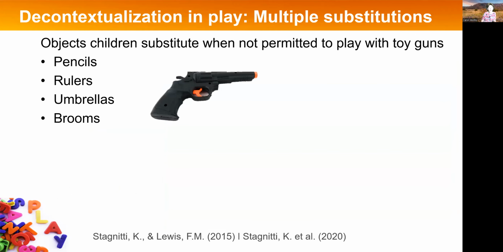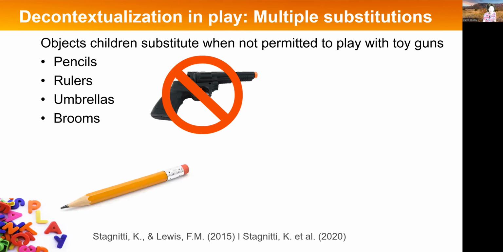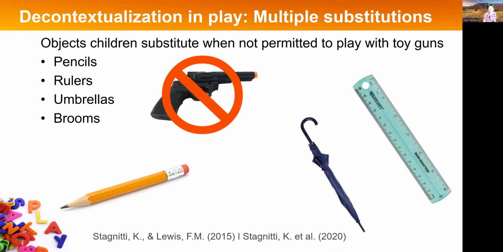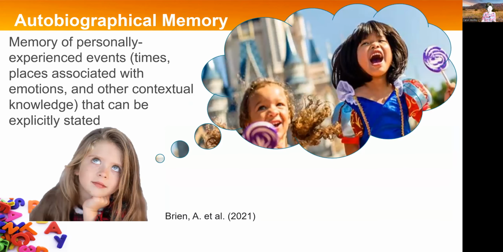You want to look for the ways children substitute objects in play. It's an early type of symbolic play. Now, in the US, we do not allow children to bring anything that looks like any type of weapon to a school. But there's something about children, particularly 4-year-old boys, that really like weapons. So even though you say no guns, you can shoot with pencils and rulers and umbrellas and brooms. So look for multiple substitutions in children's play.